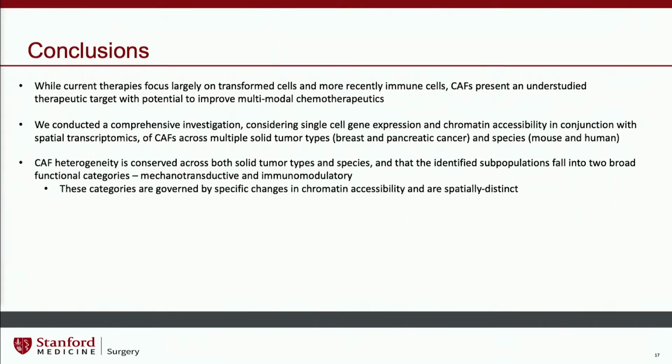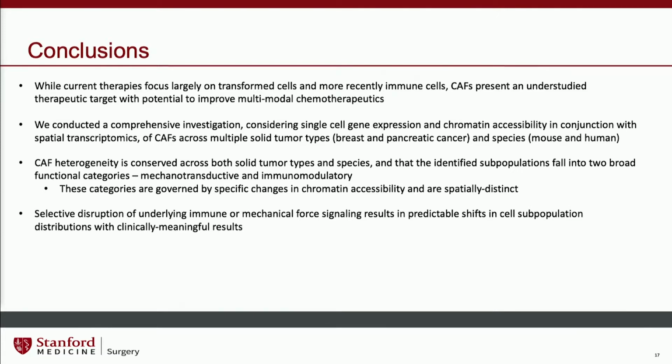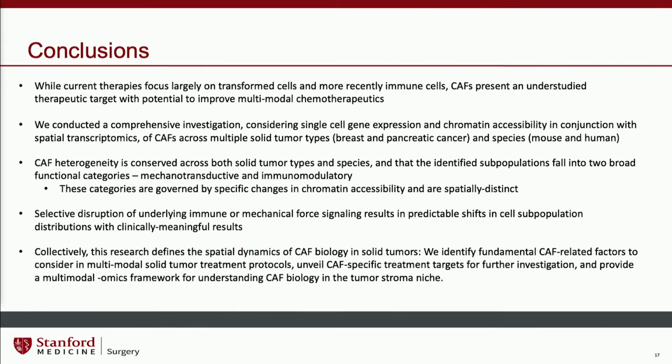We found that CAF heterogeneity is conserved amongst both solid tumor types and species, and really identified these superpopulations, the mechanotransductive and immunomodulatory. These categories are governed by specific changes in chromatin accessibility and are spatially distinct.